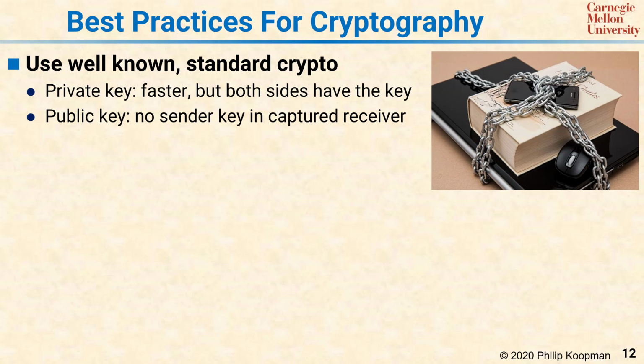If you can use private key cryptography, you should use it because it's faster, takes fewer computational resources. But the downside is both sides have the key and you have to securely transfer the keys between the two parties, which may not be practical in some cases. Public key cryptography has a lot of advantages. One of them is you don't need to exchange keys via courier or secret channel. The other is that there's no sender key to compromise the receiver.